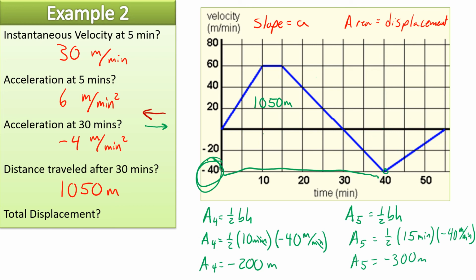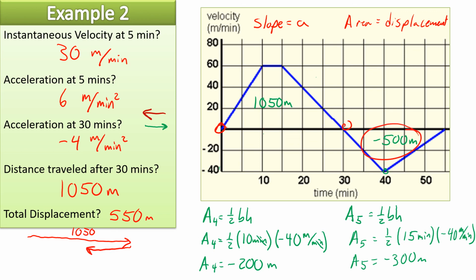So the area under the curve from 30 to 55 minutes is -500 meters. So your total displacement is going to be 1,050 meters plus -500 meters, which is equal to 550 meters. So you go to the right 1,050 from t equals 0 to t equals 30, and then you turn around and you go to the left 500 meters, and your total displacement, measured from start to finish, is 550 meters. That's your total displacement.